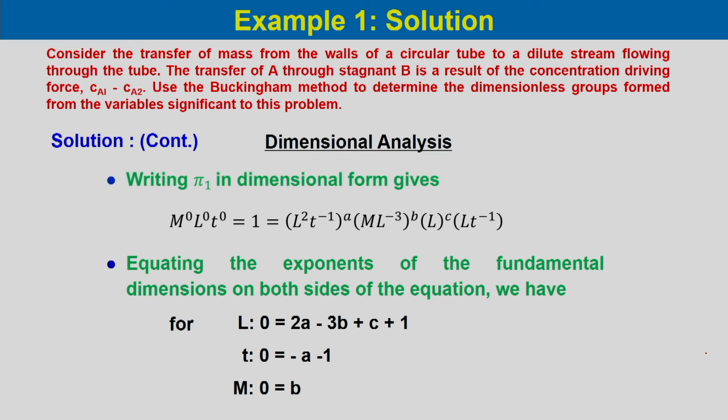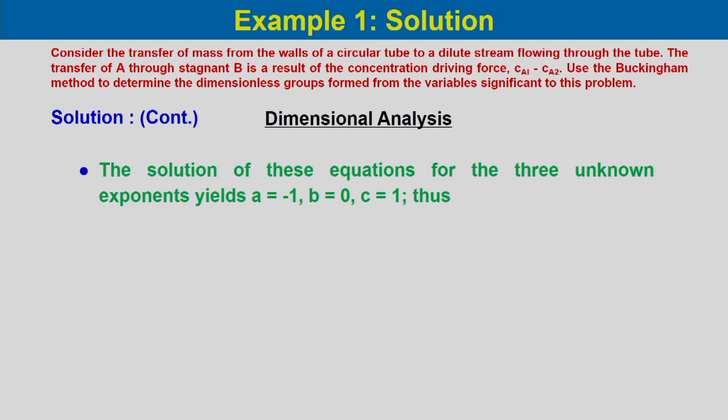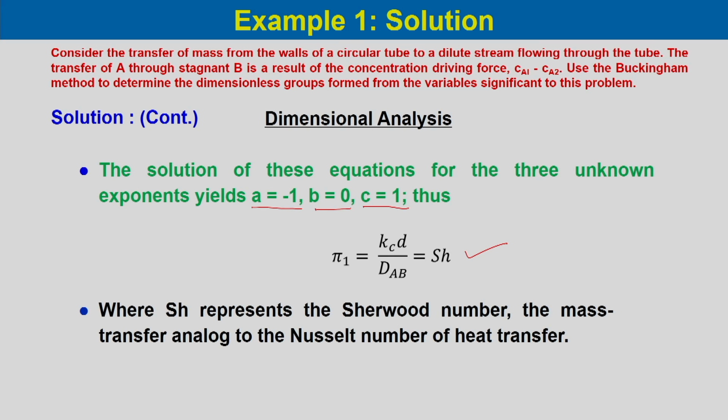So, from these 3 relations, the solution of the equations for the 3 unknown exponents yields A equal to minus 1, B equal to 0 and C equal to 1. Thus, we can write pi 1 equal to Kc D by DAB, which is the Sherwood number, where the Sherwood number represents the mass transfer analog of the Nusselt number of heat transfer.